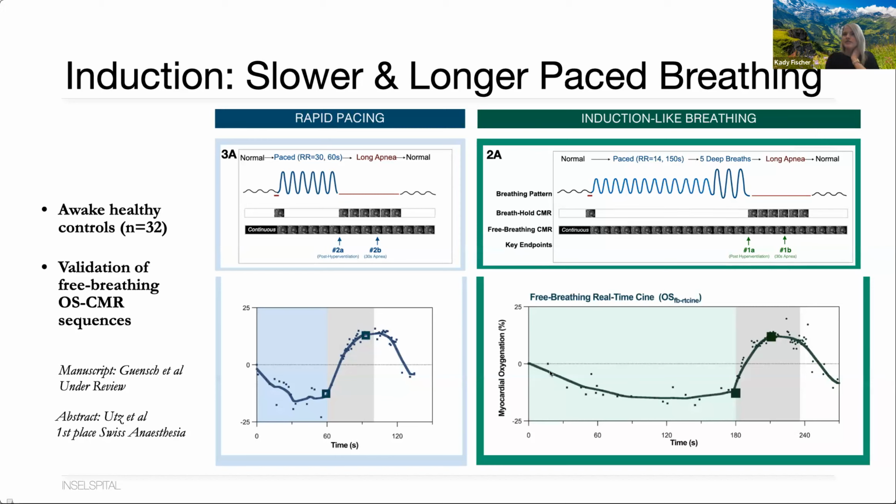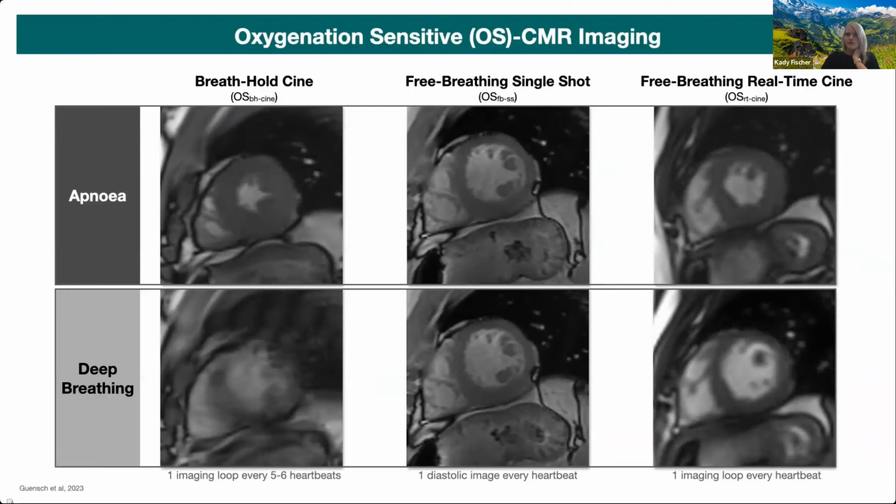So normal induction period is paced but deep breathing for 14 breaths per minute, followed by 5 deep breaths. And if you look at our continuous imaging here, we actually get the same trend, just at a slightly slower rate until we receive a plateau of deoxygenation. And then once again, apnea has the same effect. So this is our images.